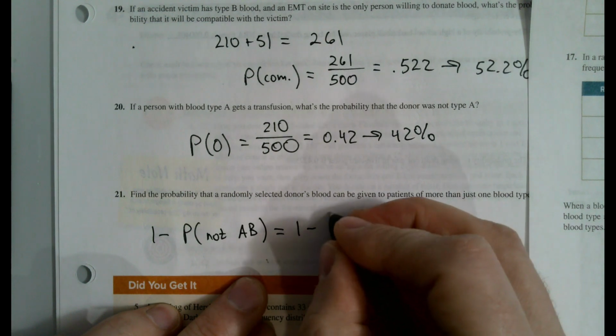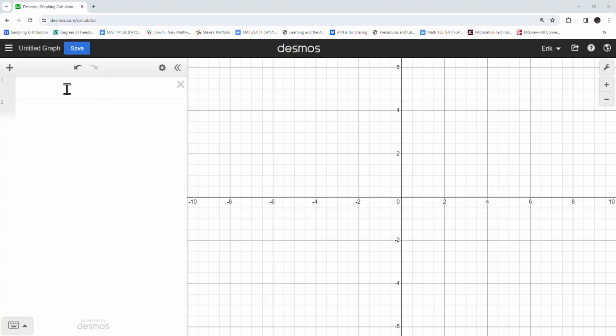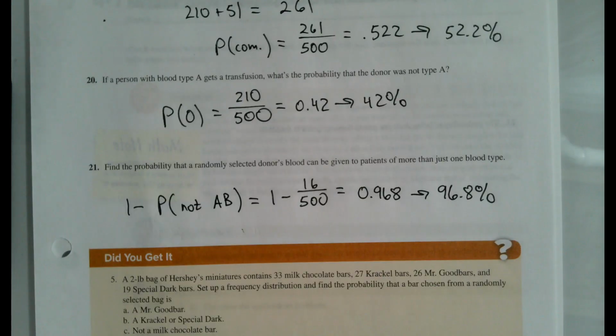So that's 1 minus 16 out of 500. I'm going to do this one again in Desmos. 1 minus 16 out of 500 is this, there's a really high chance that we select someone and they can give to more than one type. There's a 96.8% chance. Note, if we wanted that as a fraction, I can click this. Desmos automatically simplifies that fraction, writes it in lowest terms. I don't know that that's necessary. I wrote it down as 96.8%.